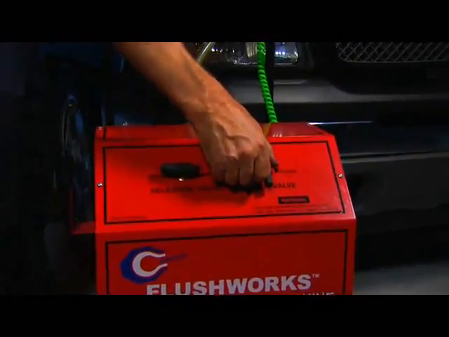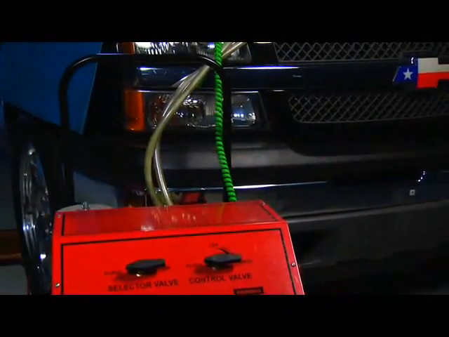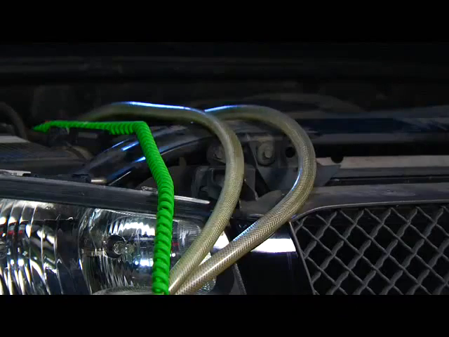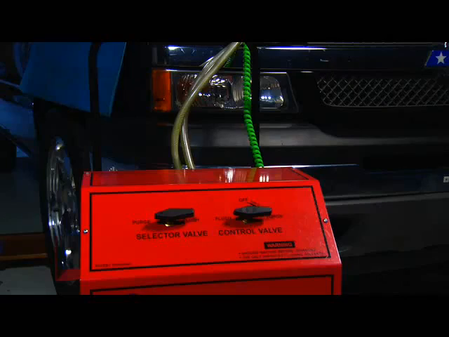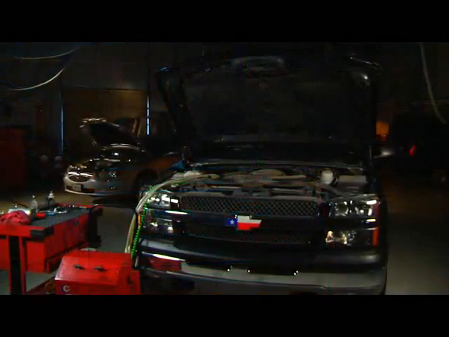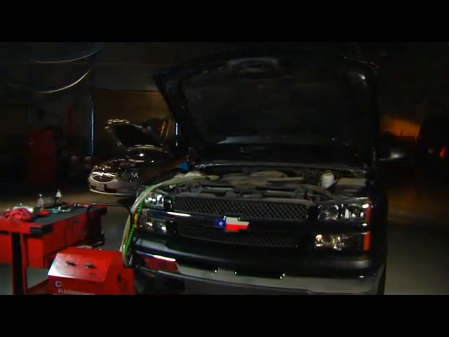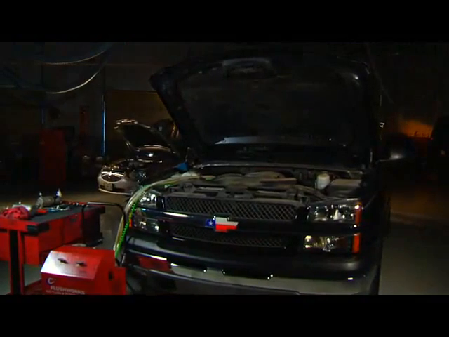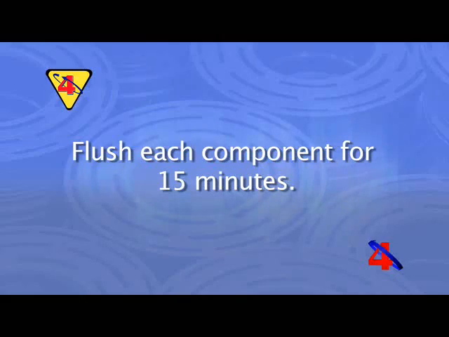The solvent will begin entering the evaporator opposite its normal flow. This will force all of the debris out of the bottom through the return hose and back into the power flush machine. All of the dirty solvent will flow through a filter and then back into the solvent reservoir tank, ready for another cycle through the evaporator. It is recommended that you flush each component for 15 minutes.